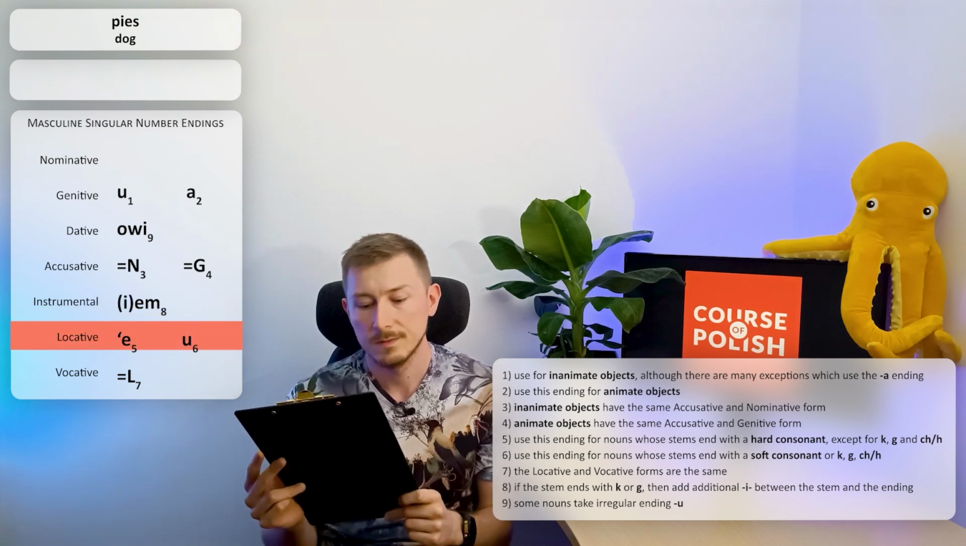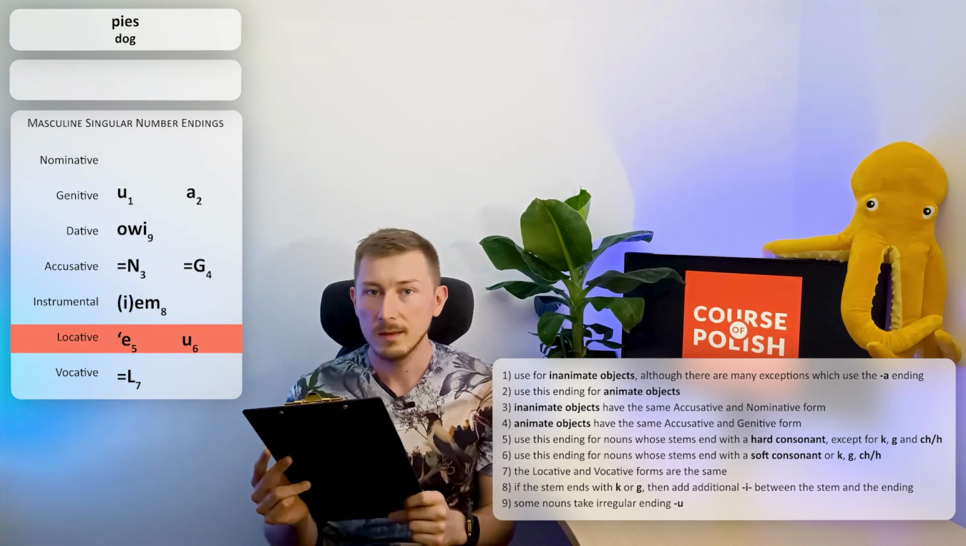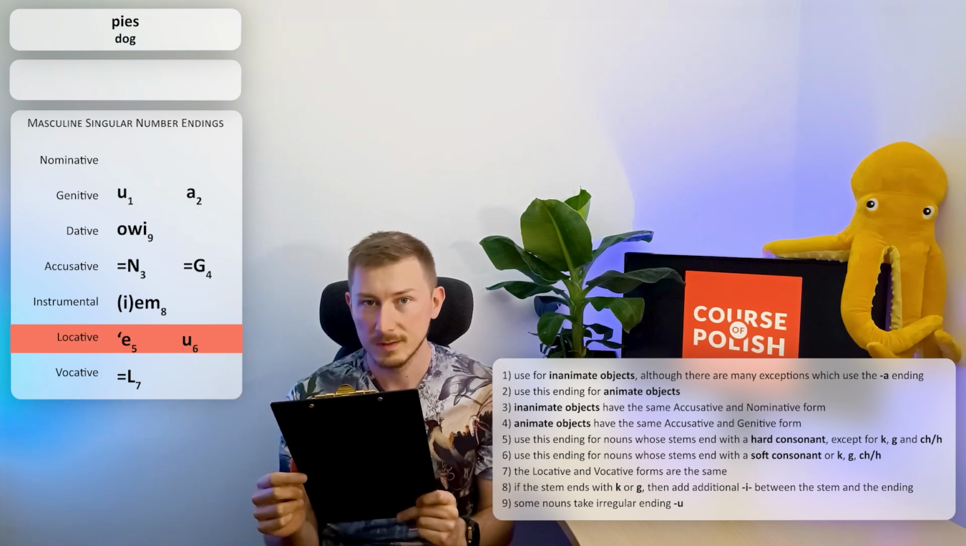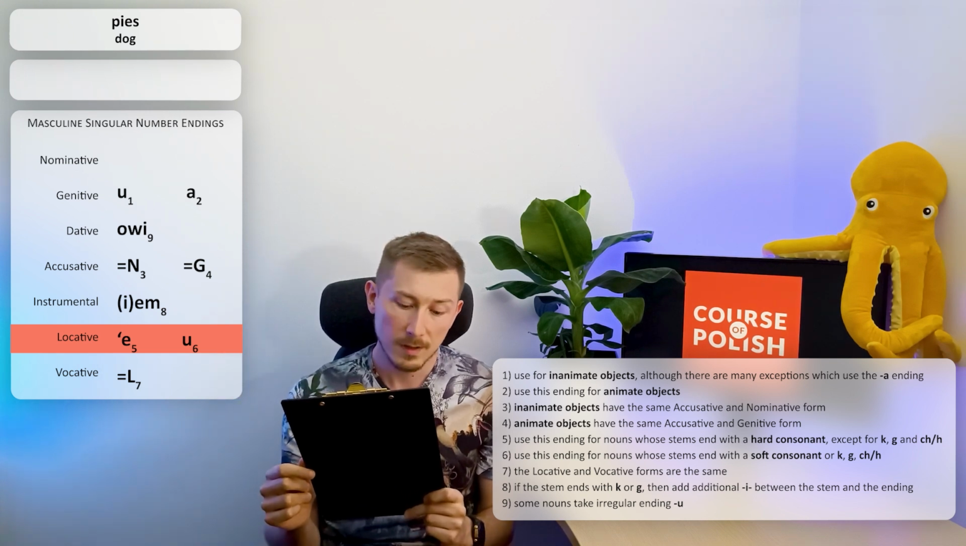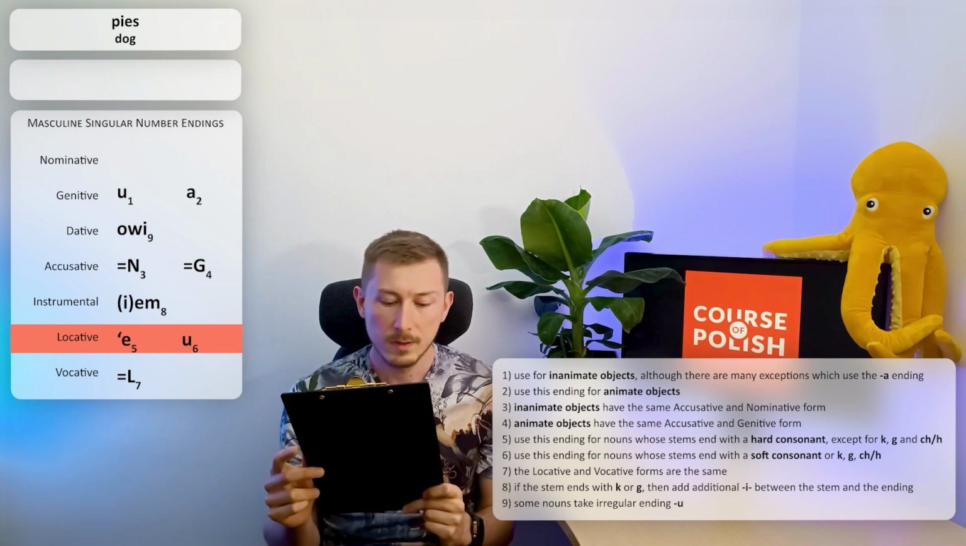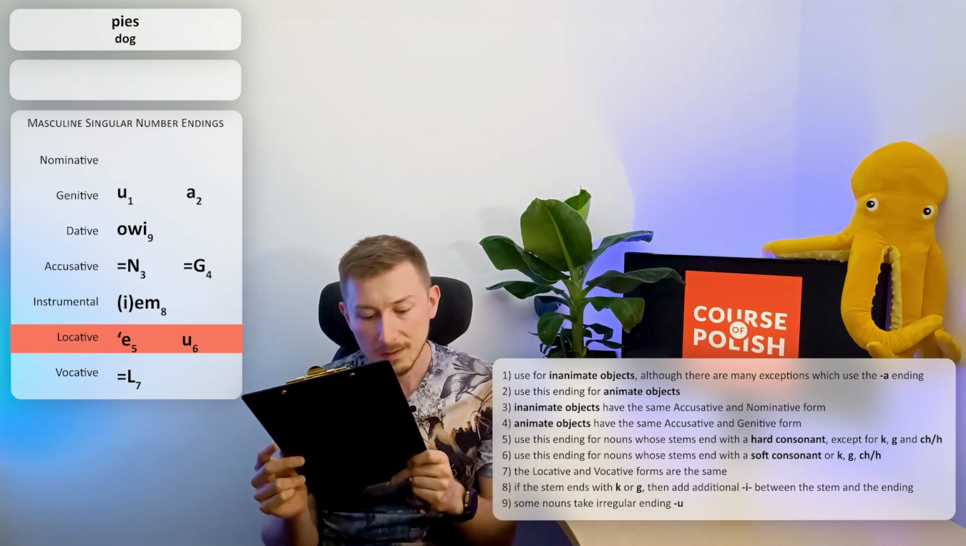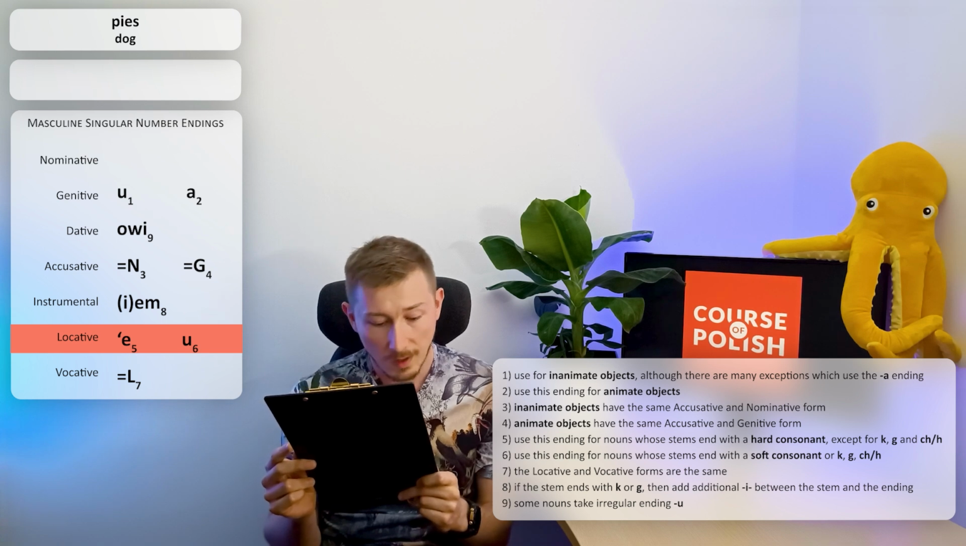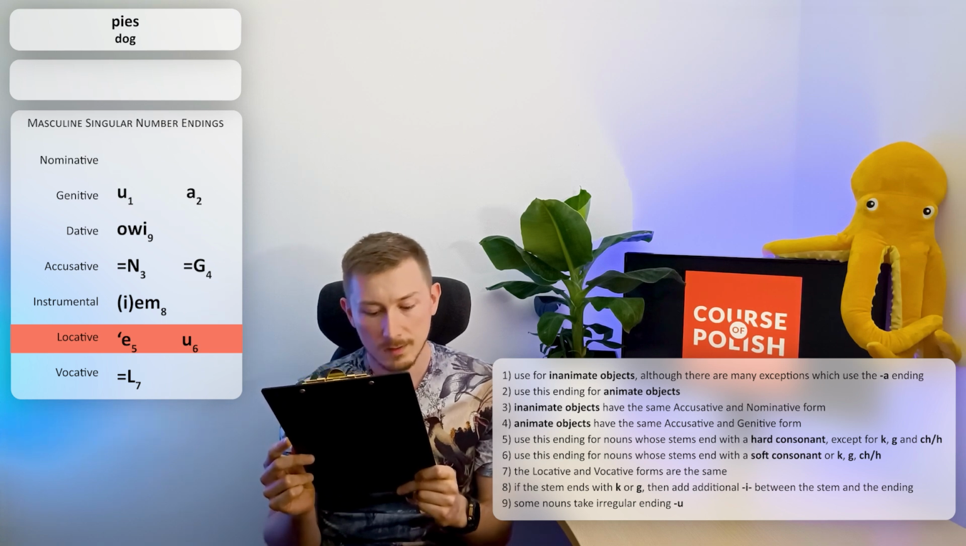Next case, locative. Here we have 2 options, ending E with apostrophe. This apostrophe means that we have to soften the stem. And the second ending, U. Let's read the rule number 5. Use this ending for nouns whose stem ends with a hard consonant, except for K, G, and H.